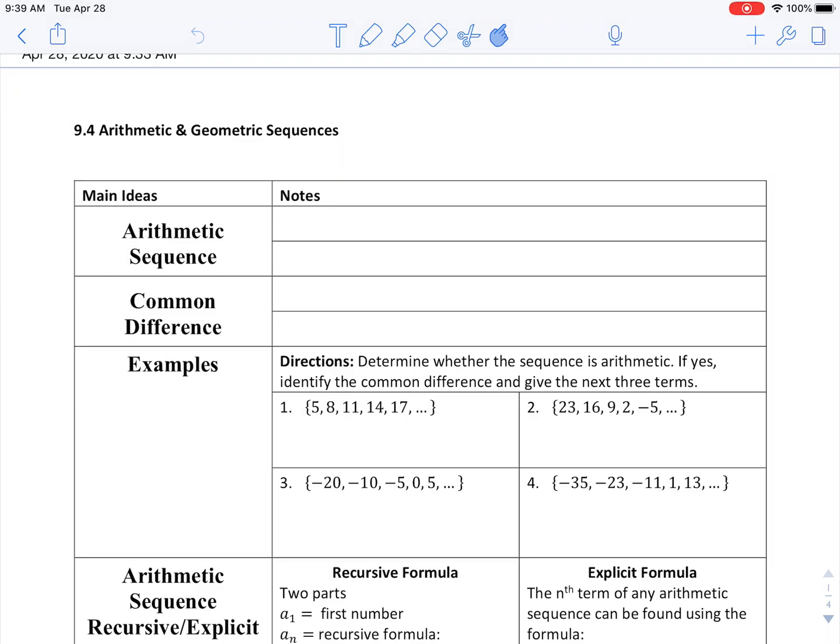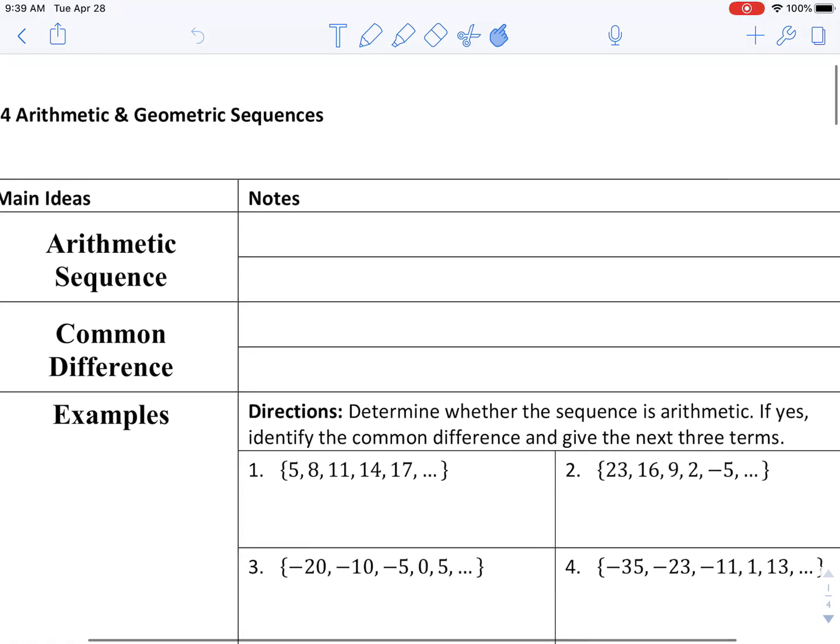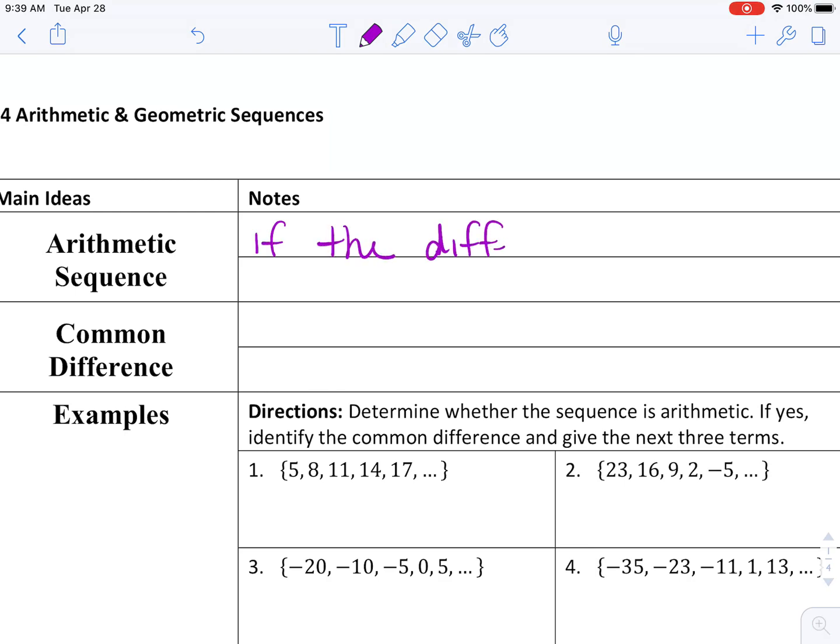So now that we have been introduced to sequences and we know the terminology and some of the key words, we are going to finish off 9.4 by looking at two special sequences. The first is known as an arithmetic sequence, and the way you can tell if a sequence is arithmetic is if the differences between two consecutive terms is the same.